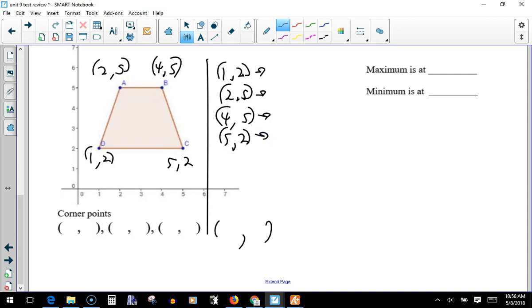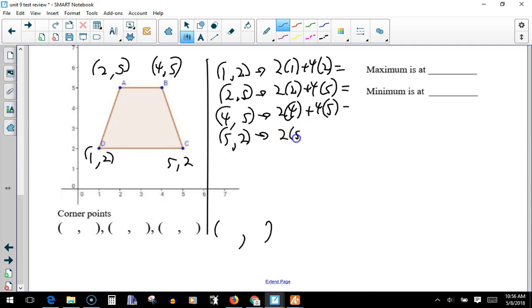So it's 2x plus 4y. So 2 times 1 plus 4 times 2. 2 times 2 plus 4 times 5. 2 times 4 plus 4 times 5 again. 2 times 5 plus 4 times 2. And that's going to lead us to 10, 24, 28, and 18.